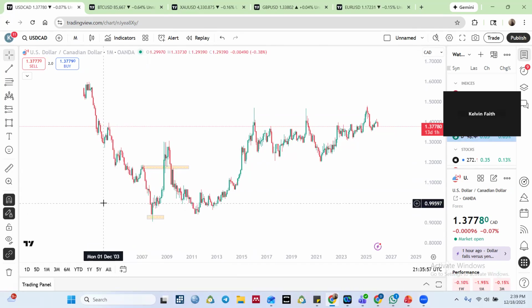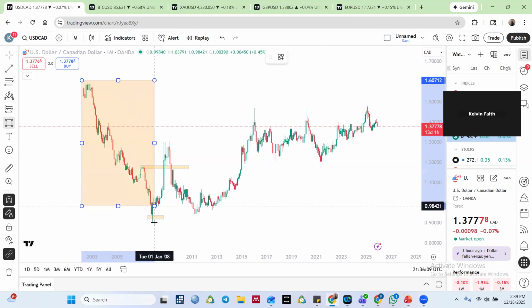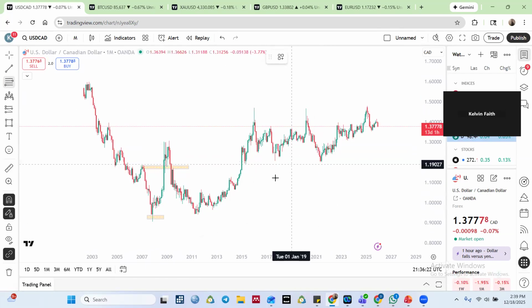So what am I trying to do? I'm trying to establish who is in domination. Sellers were in charge because we're seeing lower low, lower high, lower low, lower high, lower low, lower high, lower low, lower high, lower low, and then we get a higher low. After getting that break of structure, this gives us the intention that the market wants to reverse.